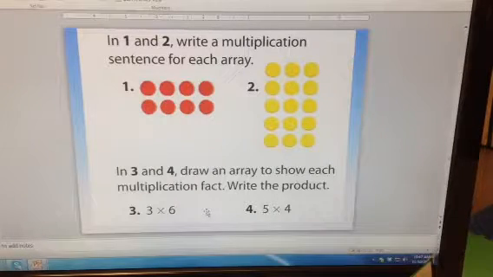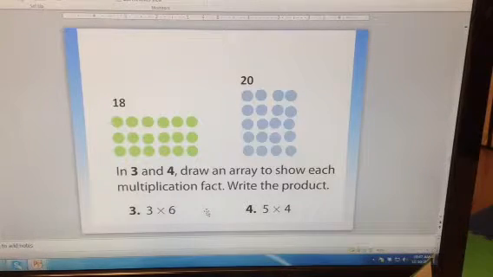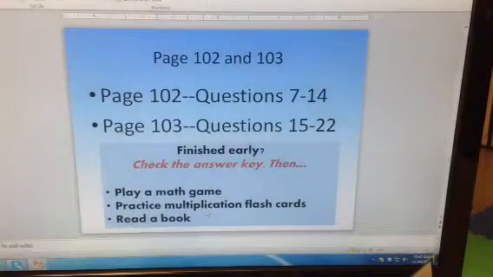Here's another one. Draw the array, write the product. You can do this at home right now. Pause the video. And that was it for today.